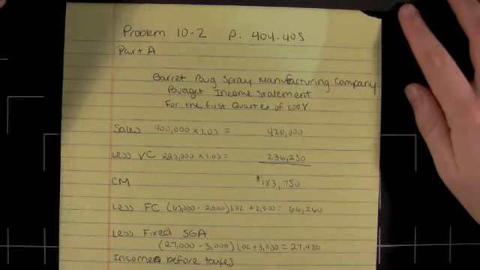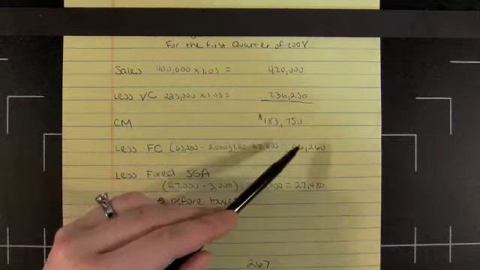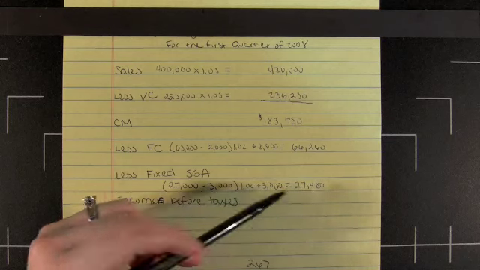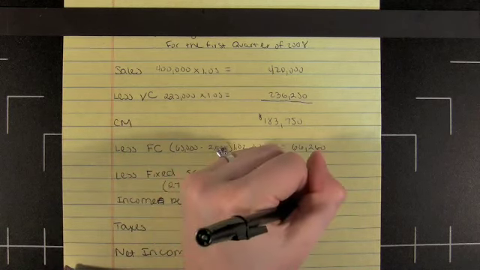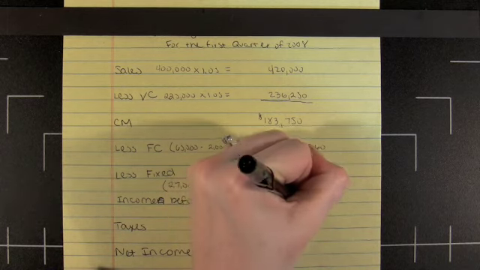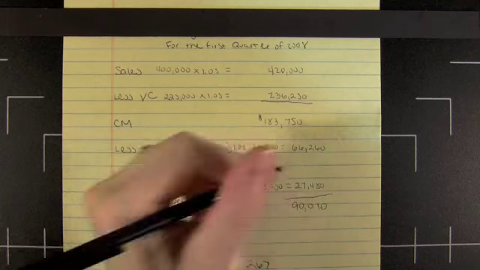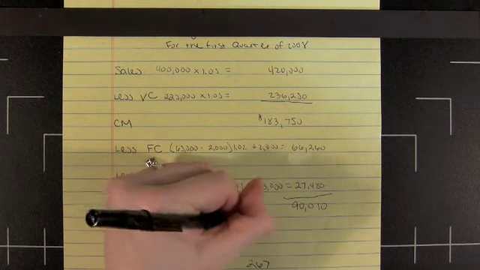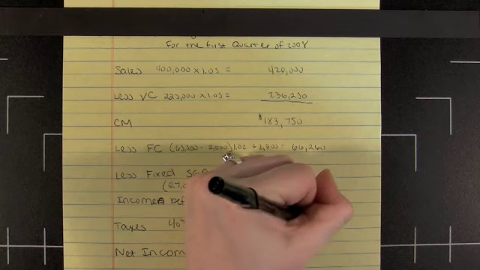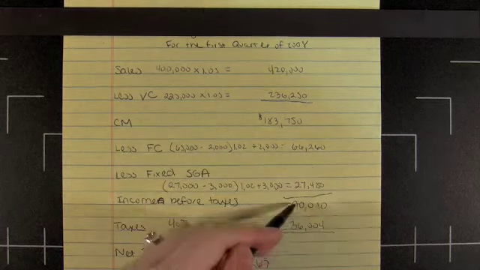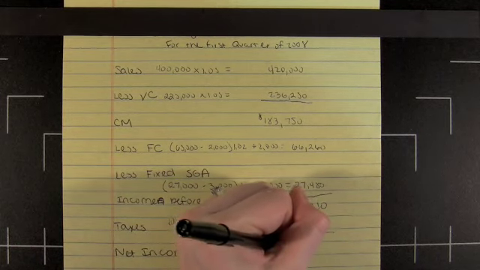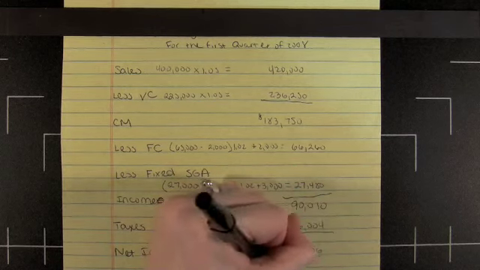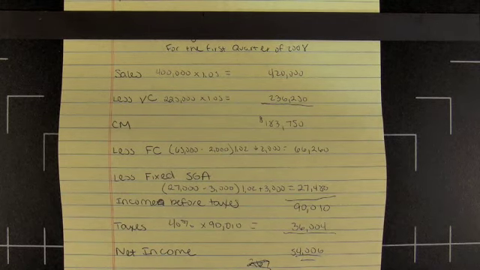So, moving the sheet up to finish our income statement. Contribution margin minus fixed expenses of $66,260 and $27,480 yields income before taxes of $90,010. Our tax rate, we are told, is 40%, so 40% times $90,010 is $36,004 rounded. So subtracting that out, we have a net income of $54,006. Okay, so that's part A. Let's move on to part B.